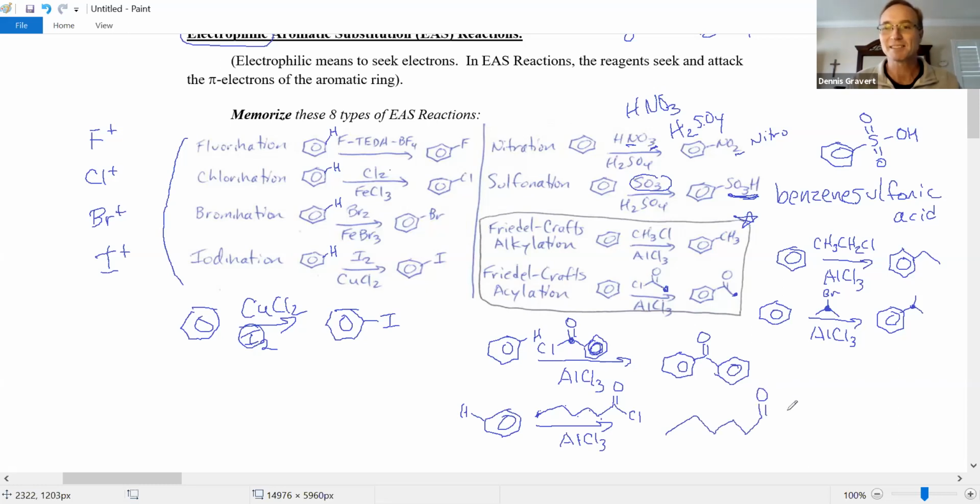There's my 6 carbons. And then right here, I would draw the chlorine. But instead of drawing chlorine, I attach the benzene. There you go. And you got another ketone, a string of 5 carbons on this side, and a benzene ring on the other side. Cool.